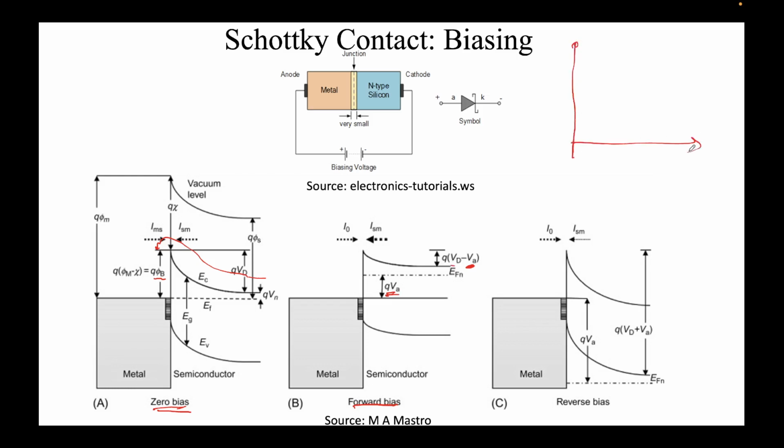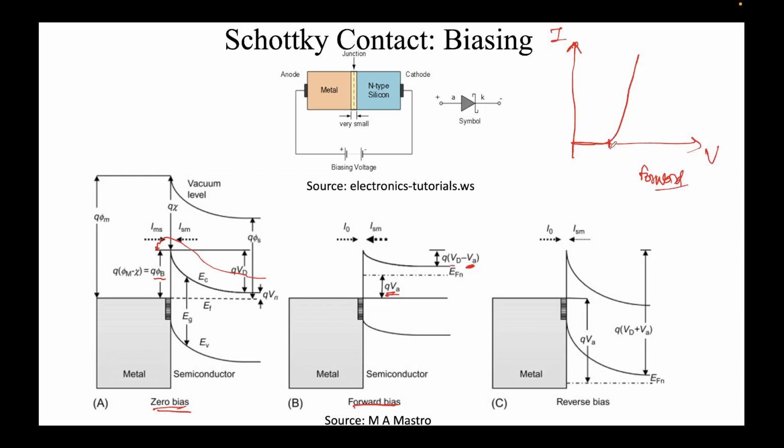When we forward bias it, very low current will flow, and then after a certain point, a huge amount of current will start to flow. This is the I, and this is the V. So this is the forward bias, and this is the current, and after a certain point it will increase exponentially, something like that.